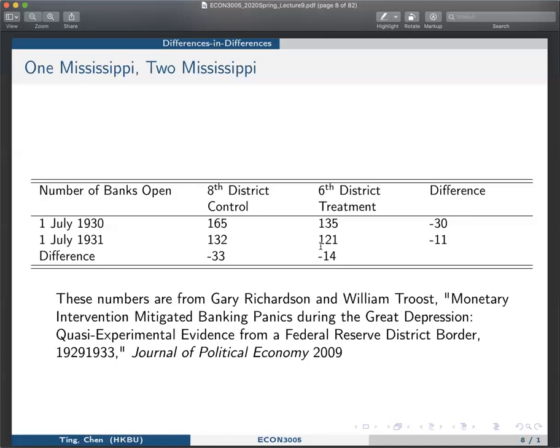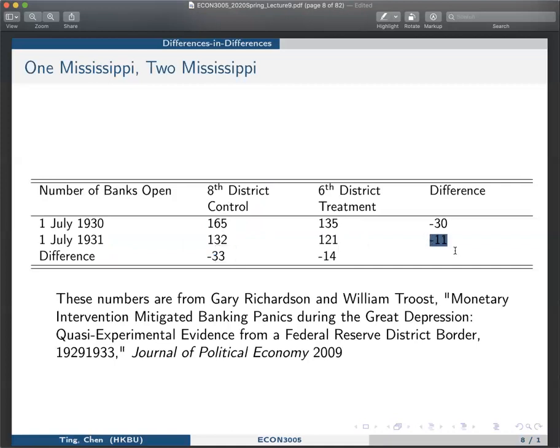So this is why we need these numbers. In an experiment setting, we would just calculate the numbers post-treatment, right? So we would just look at the numbers after the bank crisis at July 1st, 1931. That is 132 banks for the 8th district and 121 for the 6th district, and the difference is minus 11, okay?